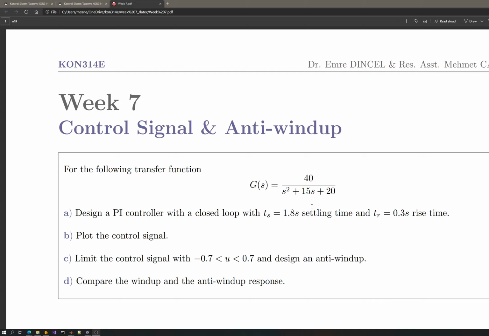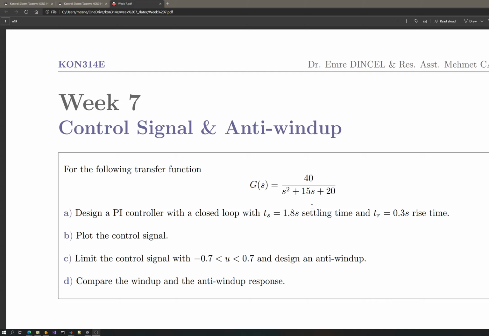One of them is to design a PI controller, with a closed loop settling time that's given. And interestingly, we have also a rise time specification given. So most of the time we are used to overshoot and settling time, but here we have some mix up, we have the rise time and settling time. So we'll look at that.